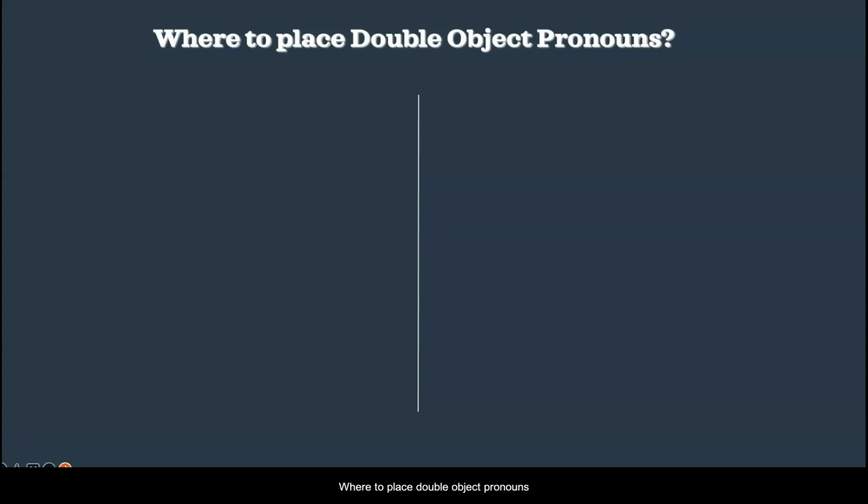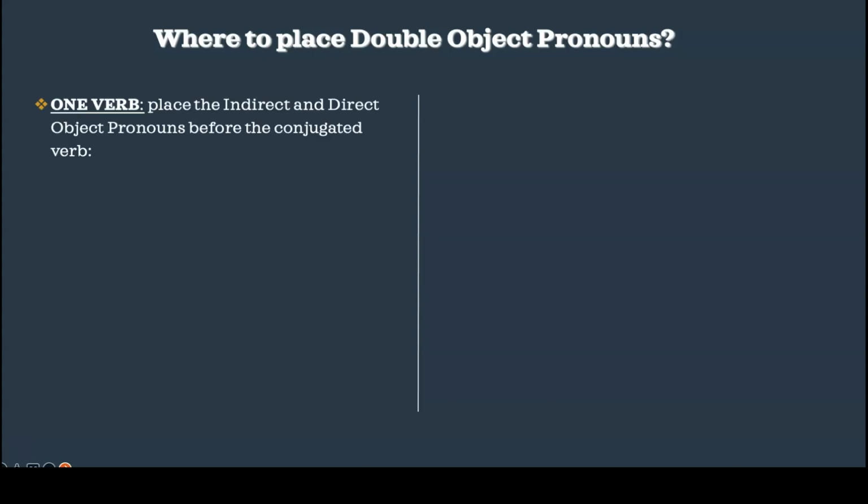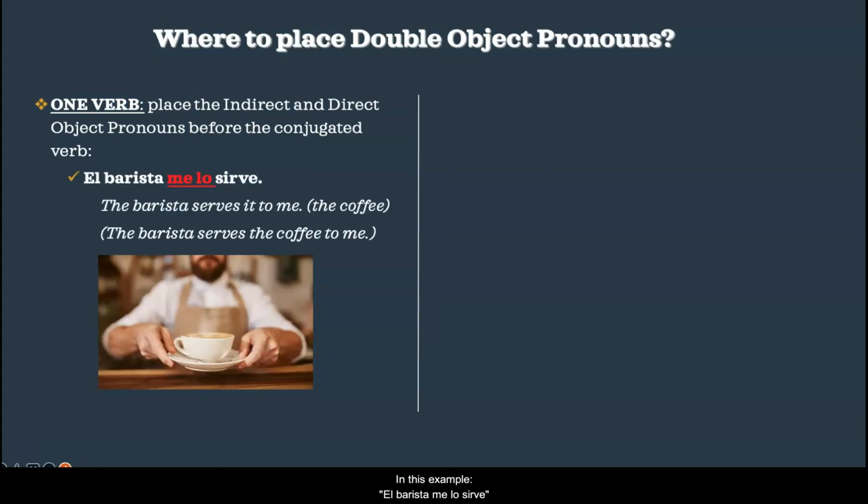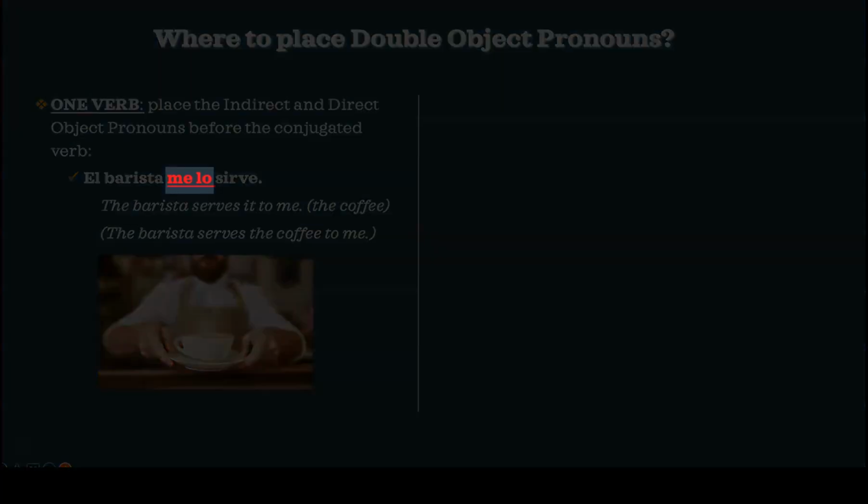Where do we place double object pronouns? Again, when we have one verb, place the indirect and the direct object pronouns before the conjugated verb. In this example, el barista me lo sirve, the barista serves it to me. In this case, lo refers to the coffee. The barista serves the coffee to me. Me is for me, lo for coffee. Me comes first, lo comes afterwards. But both pronouns come before the verb.